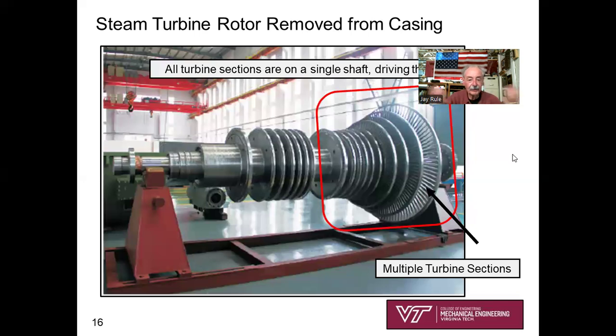This is a great view of a rotor that has been removed from the turbine, let's say for maintenance reasons, manufacturing reasons, and so all these sections are on one single shaft, driving the shaft. Okay, multiple turbine sections here.